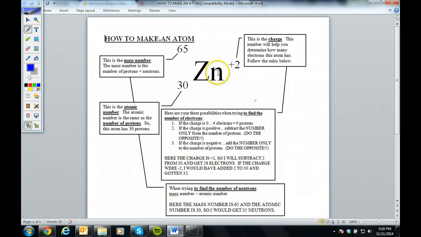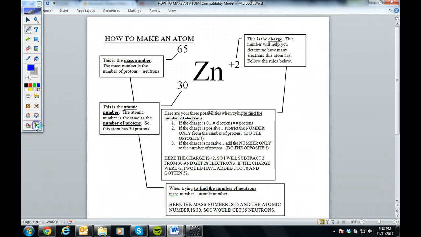Clearly we have zinc here. In the upper left-hand corner we have a number, in this case 65. In this corner we have another number. In the lower left corner we have a number, and in the upper right corner we have another number. Nothing is in the lower right, because eventually that's where we'll put numbers to say numbers of atoms. For example, H2O means 2 hydrogens and 1 oxygen.